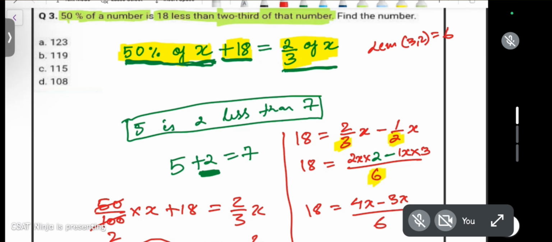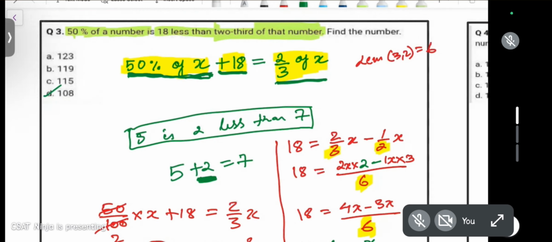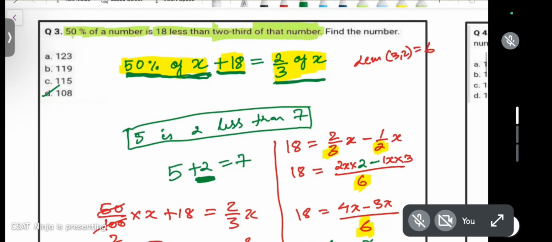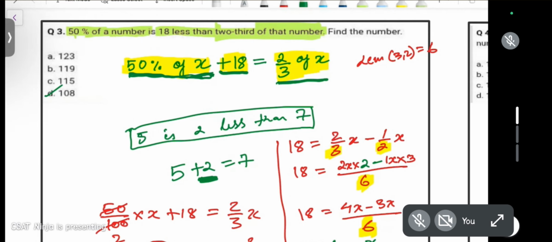If I transfer this 6 from the denominator to the other side, what will happen is that 18 into 6 equals 4x minus 3x, which is nothing but x only. So 6 into 18 is, I think, 108, which is equal to x. So our answer here is 108. So yeah, are you guys following this? If not, I'll repeat again if you're not following.